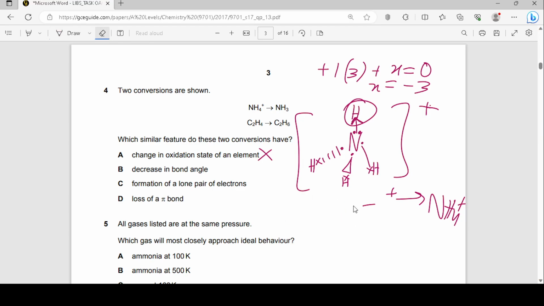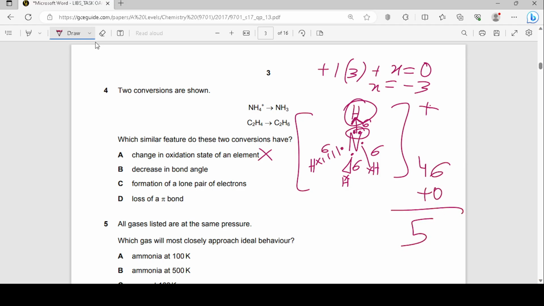Anyway, the point is the steric number: I have 4 sigma bonds and 0 lone pairs, because this lone pair got donated to the hydrogen in a coordinate covalent bond. So 4 sigma bonds plus 0 lone pairs, that means my steric number is... sorry, 4 plus 0 is obviously 4. If my steric number is 4, that means my hybridization will be sp3, because 1 plus 3 is 4, right?